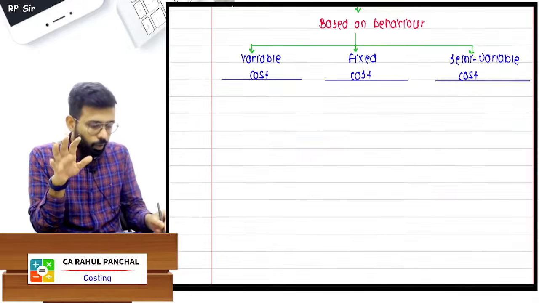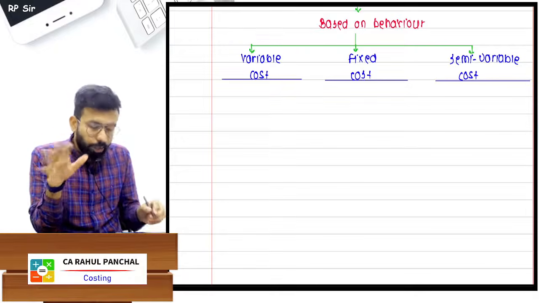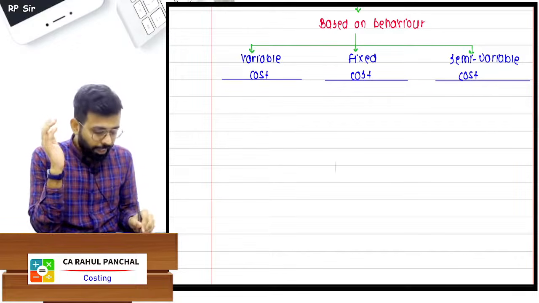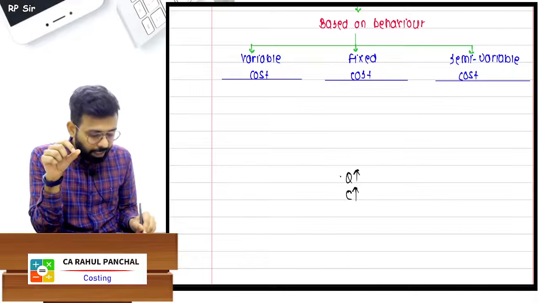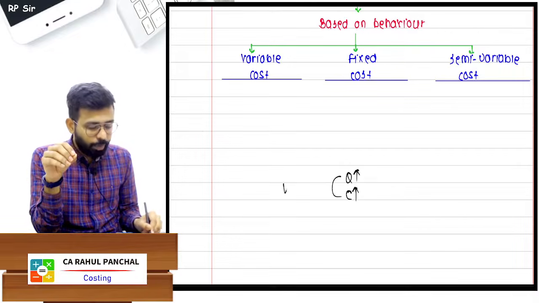Acha. So you want to see it like this? I can simply put it this way: because of an increase in quantity, if your cost also increases in the same proportion, that will be variable cost.